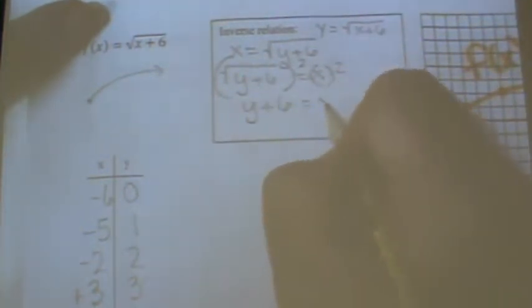How do you do the inverse relation of the equation? Switch the x and y. Right now you have y equals the square root of x plus 6. What are you gonna do now? x equals the square root of y plus 6, and then you square both sides. So y plus 6 equals x squared, and then subtract 6.